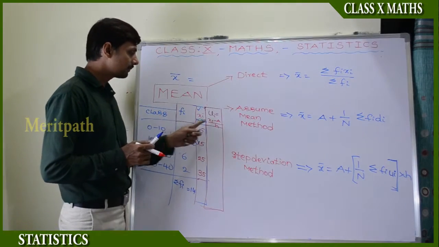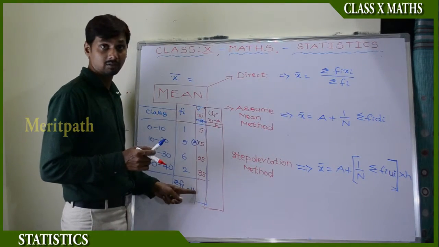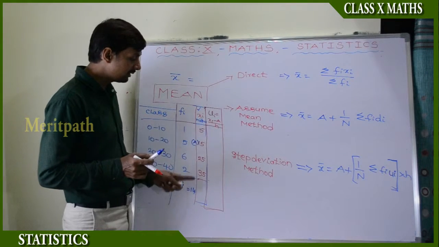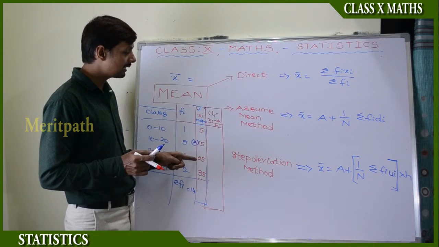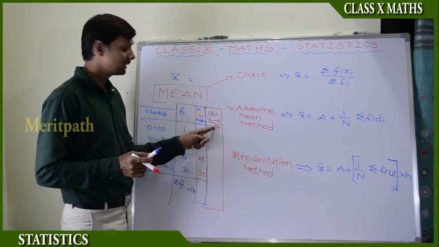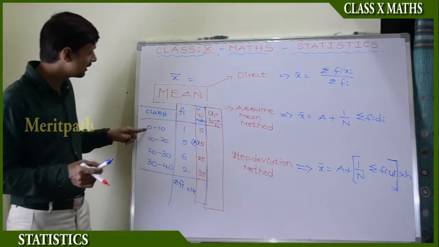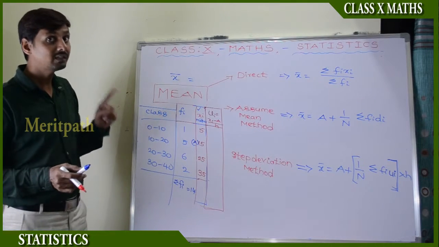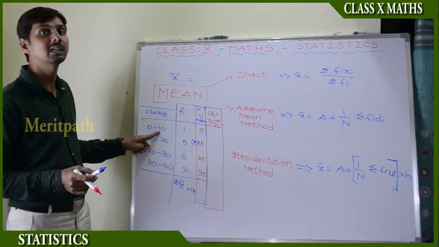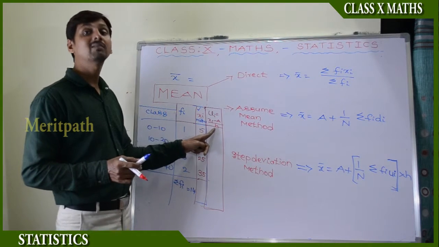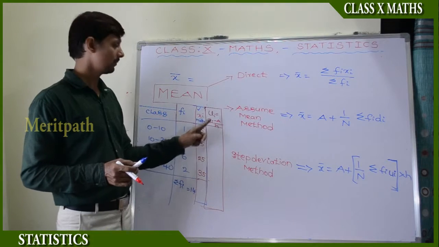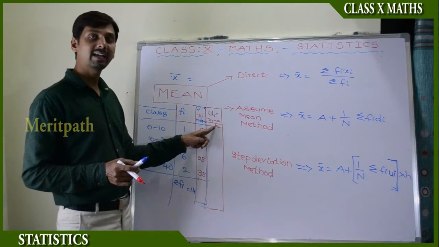Here, xi are the values we know. a is the assumed mean, among these values, a middle value. There are two middle values; we can take either that or this, like before. Divided by h. h is nothing but the length of the class interval. For 0 to 10, there are 10 numbers; for 10 to 20, there are 10 numbers. In a similar manner, h is 10. So ui is xi minus a by h.